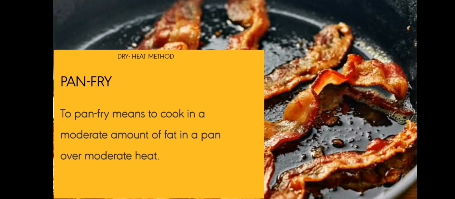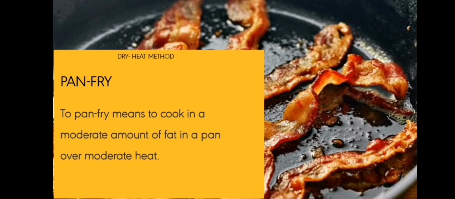So, pan frying means to cook in a moderate amount of fat in a pan over moderate heat. Pan frying is similar to sautéing, except that more fat is used and the cooking time is longer. The method is used for larger pieces of food, such as chops and chicken pieces, and the items are not tossed by flipping the pan, as they often are in sautéing. Pan frying is usually done over lower heat than sautéing because of the larger size of the pieces being cooked.